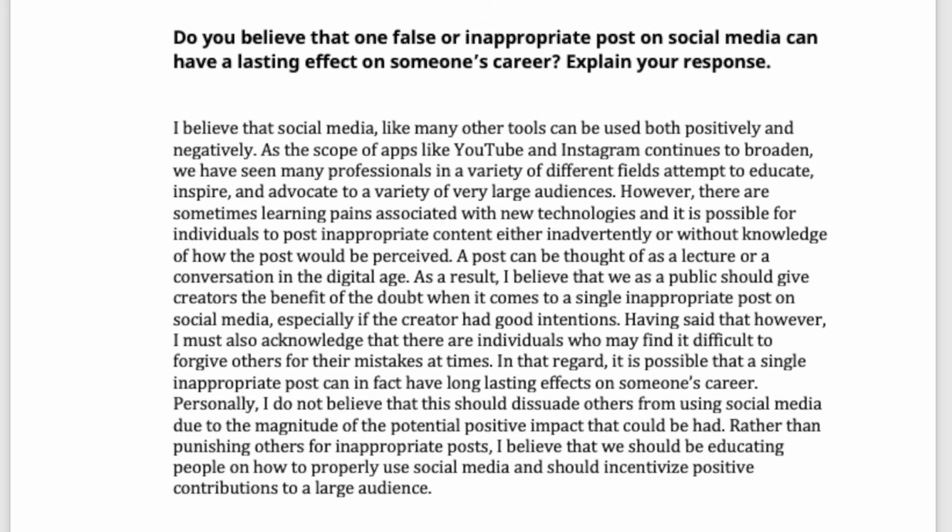Personally, I do not believe that this should dissuade others from using social media due to the magnitude of the potential positive impact that could be had. Rather than punishing others for inappropriate posts, I believe that we should be educating people on how to properly use social media and should incentivize positive contributions to a large audience.